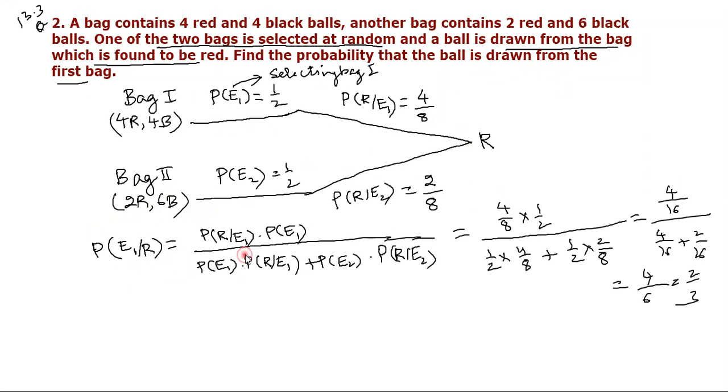This will be equal to P(R/E1) into P(E1) divided by the sum of all the probabilities. Substituting the values, 4/8 into 1/2, that is 4/16, divided by 4/16 plus 2/16. LCM 16, 16 will cancel. 4/6, that is 2/3, is the answer.